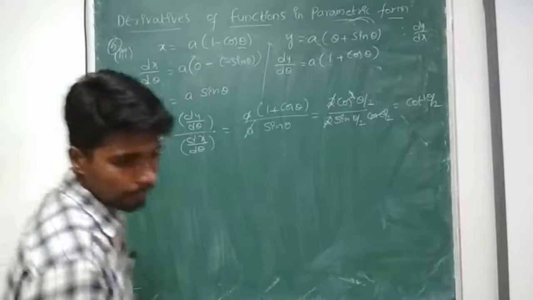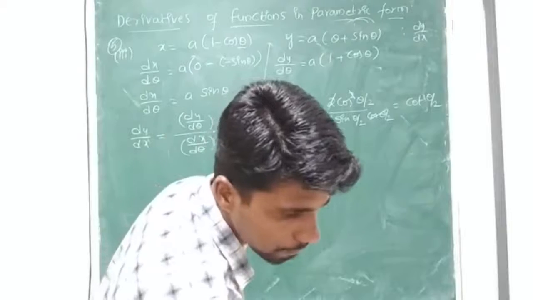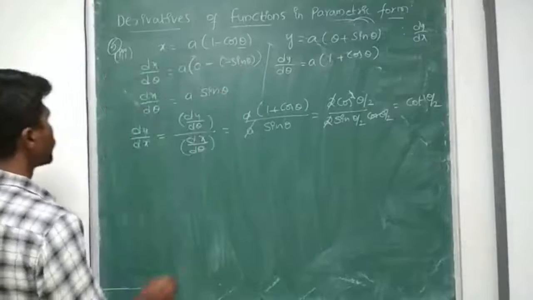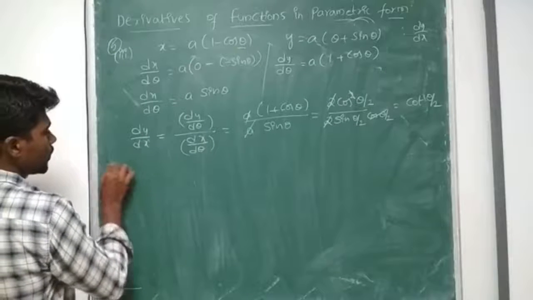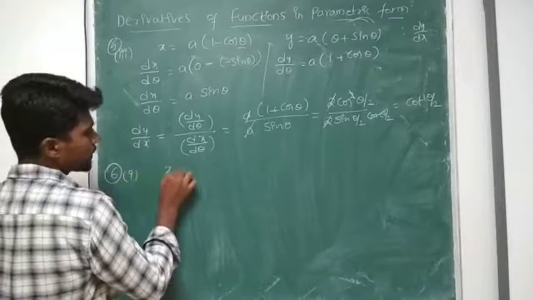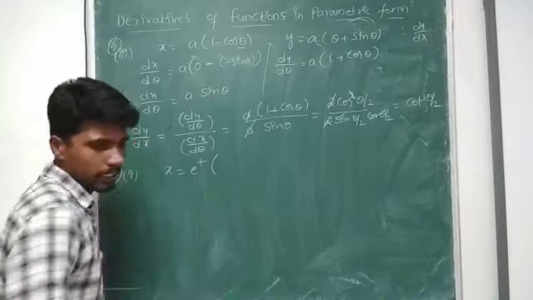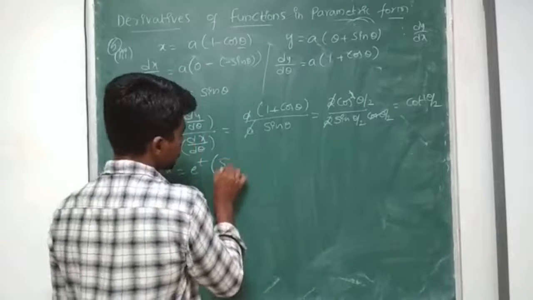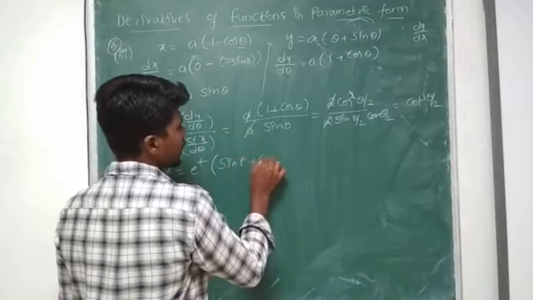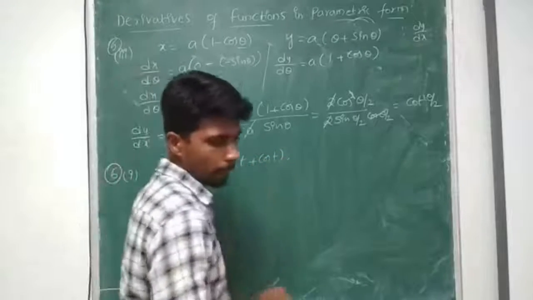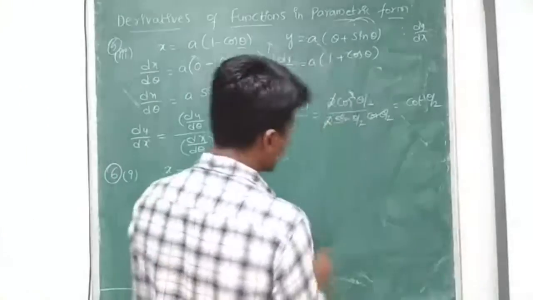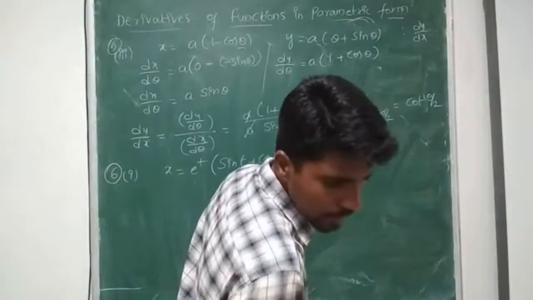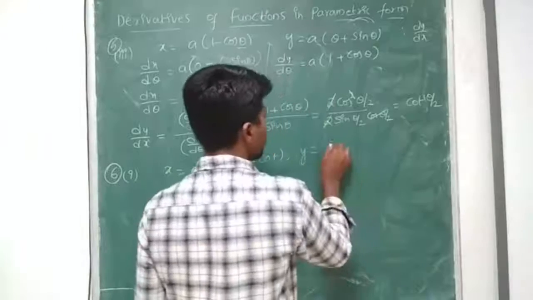Now sixth main, if I go to sixth main, take the first one. X is equal to e power t into sin t plus cos t, y is equal to e power t into sin t minus cos t.